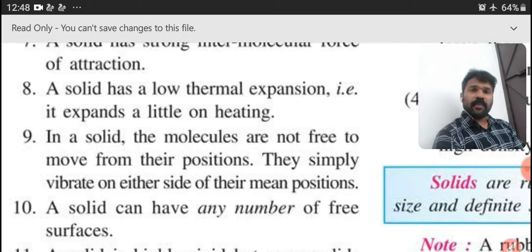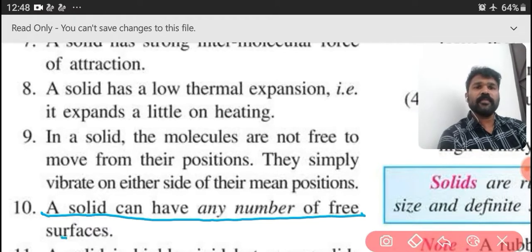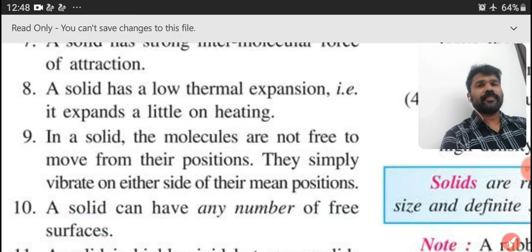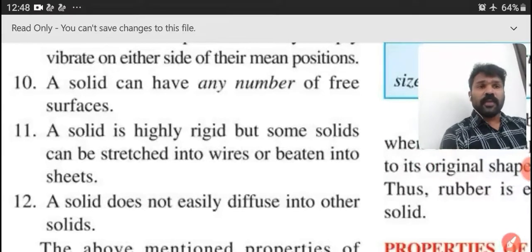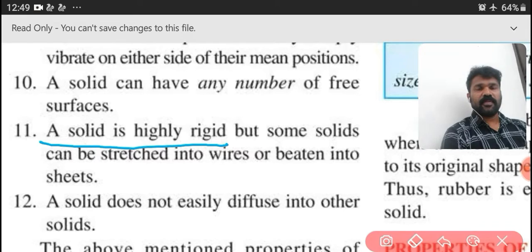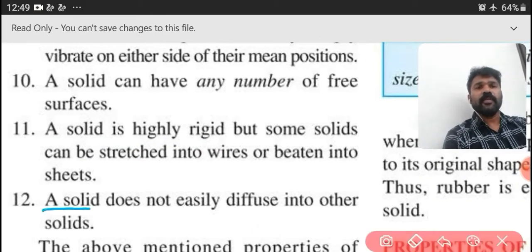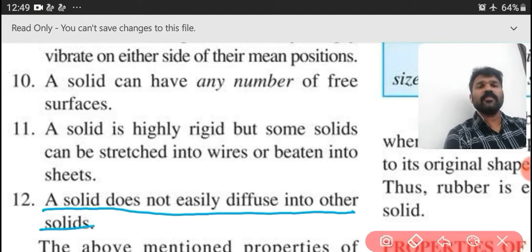Then the tenth one, a solid can have any number of free surfaces. Next property, a solid is highly rigid, but some solids can be stretched into wires or beaten into sheets. It is hard. Another one, a solid does not easily diffuse into other solids.